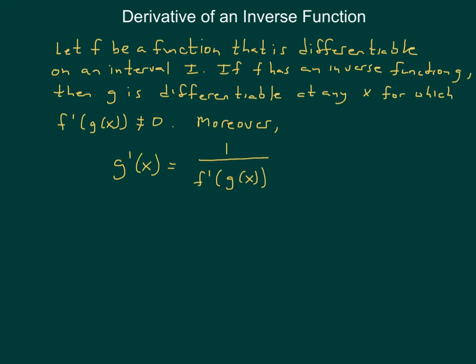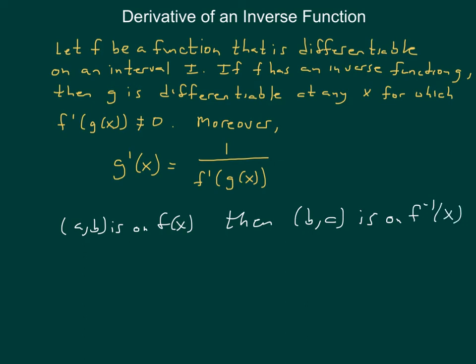If (a, b) is on f of x, then its corresponding point (b, a) is on f inverse of x. So these are the corresponding points, a, b and b, a. So I know the slope of the graph of f of x when x equals a is going to be the reciprocal of the slope of the inverse function of x at b.